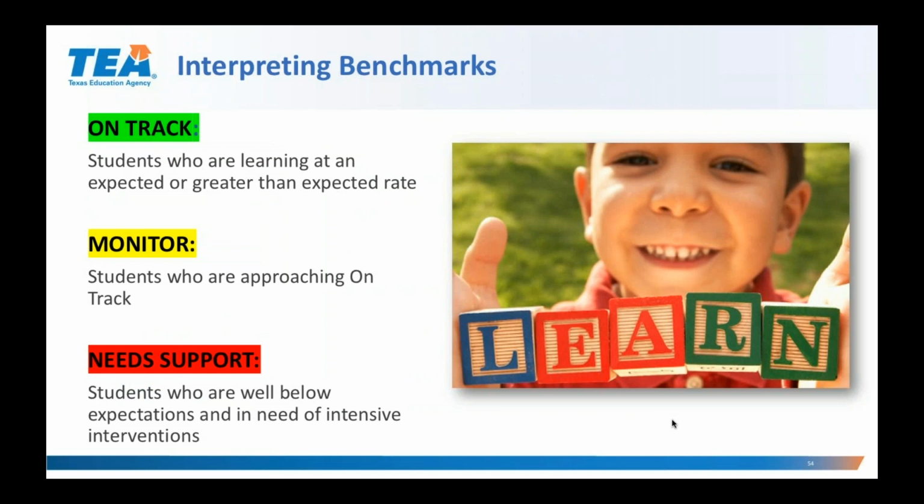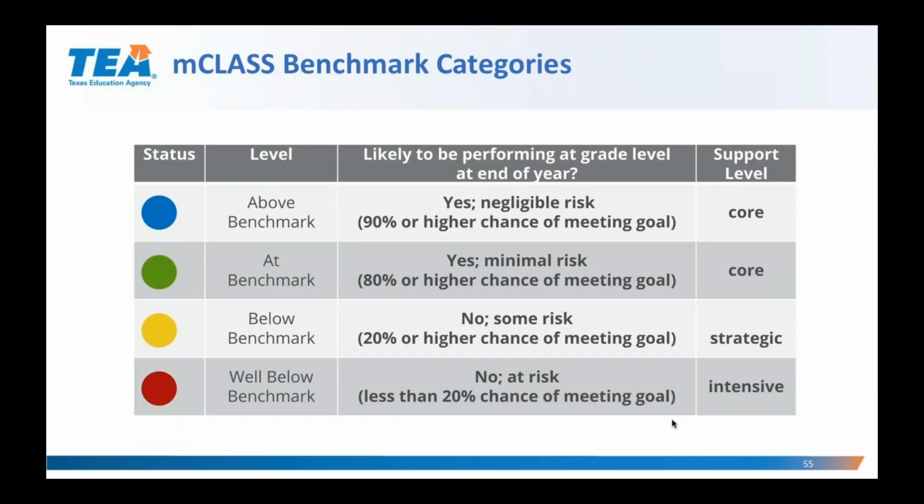mclass.amplify.com. We know that your language in Texas is around on track, monitor, and needs support, and you have a color scheme of green, yellow, and red. With mCLASS, we have those same colors, green, yellow, and red, but we also have a blue, which is the above benchmark status as well. I'll be showing you in the reports the composite score and how that helps us to identify a student's overall reading proficiency, but also wanted to give you a chance here just to see the percentages and the numbers.